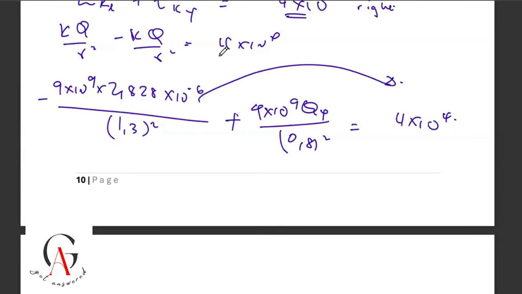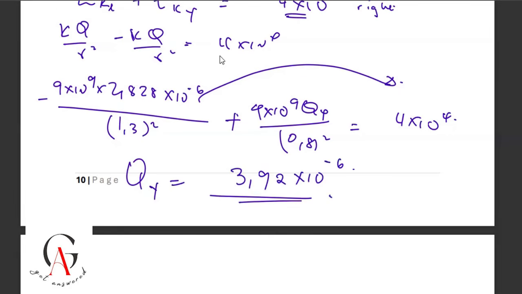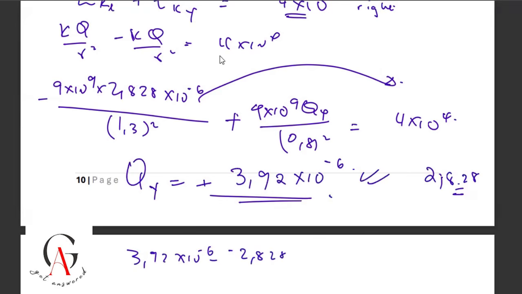the simplification that I'm getting after everything, so q of y is 3,92 times 10 to the negative 6. Okay, now we want to see the difference between the charges. So if this is what we have, and originally we had 2,828, if we do the subtraction here, so 3,92 times 10 to the negative 6 minus 2,828, this gives us 6,74 times 10 to the negative 6.